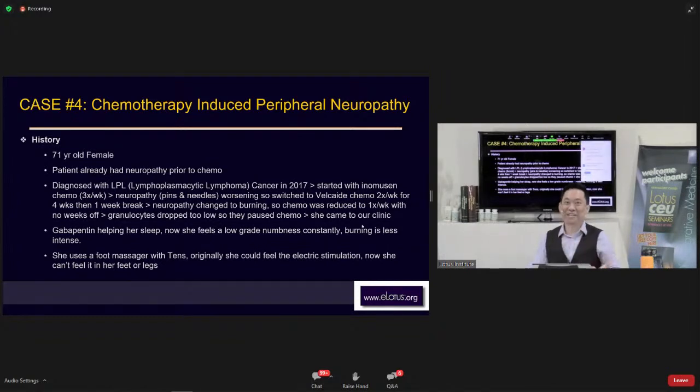Number one medication neurologists love in neuropathy is gabapentin, right? That's the number one. Gabapentin was helping her sleep. Now she feels a low-grade numbness constantly. Burning is less intense. She uses a foot massager with a TENS unit. This is what she's doing at home, okay? Originally, she could feel the electrical stimulation. Now she can't feel it in her feet or her legs. So her numbness is getting worse.